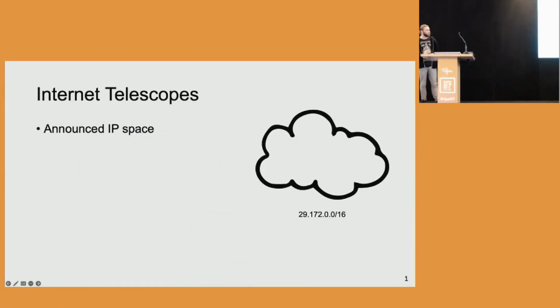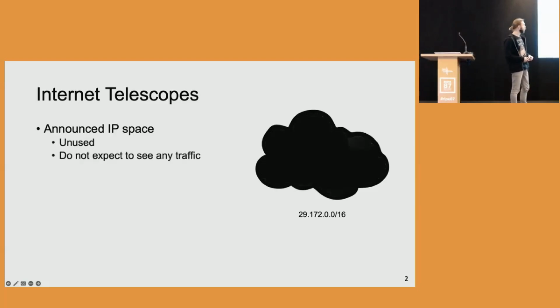So first, let's start off with what actually is an internet telescope. Well, basically, it is a chunk of IP address space that is announced to the public internet via BGP, so it's reachable to the public internet. And what's special about it is that you do not do anything with that. You announce your IP address space and you don't host any services in it, so we consider it to be dark.